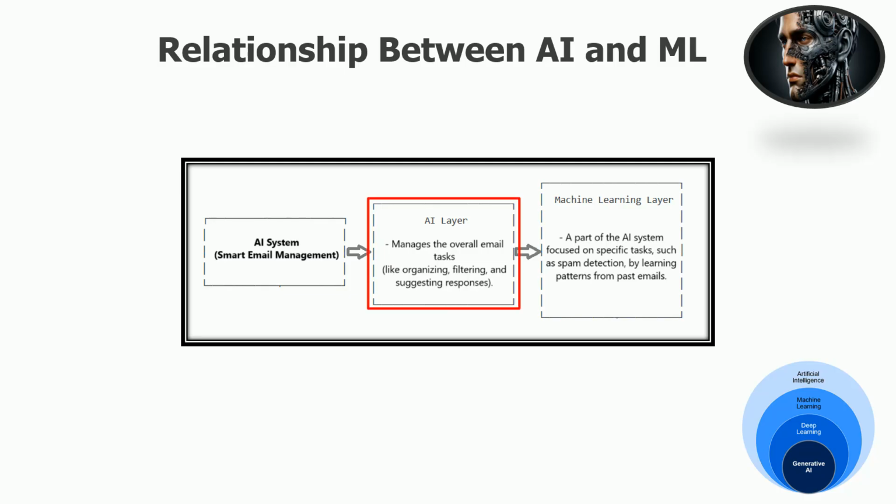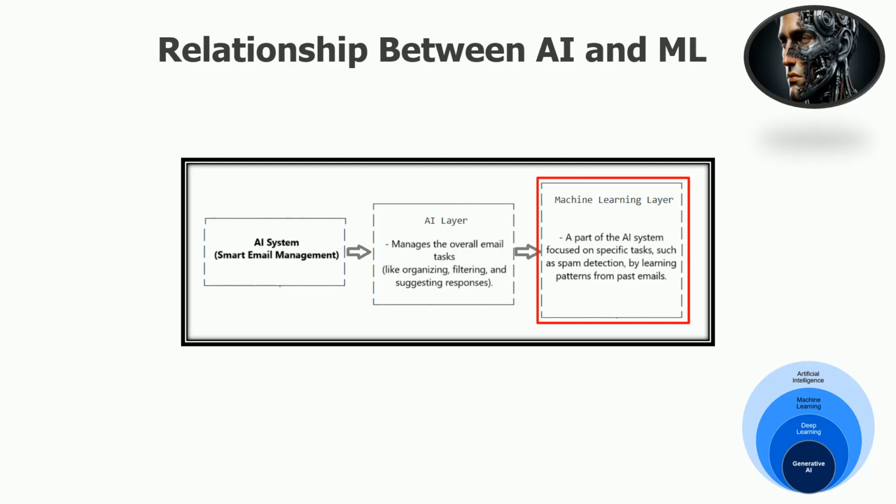At the AI layer, it manages the overall email task, like organizing, filtering and suggesting responses. And at the machine learning layer, a part of the AI system is focused on specific tasks such as spam detection by learning patterns from past emails. This is a figure which will give you a clear picture in your mind of where AI is and where ML is.